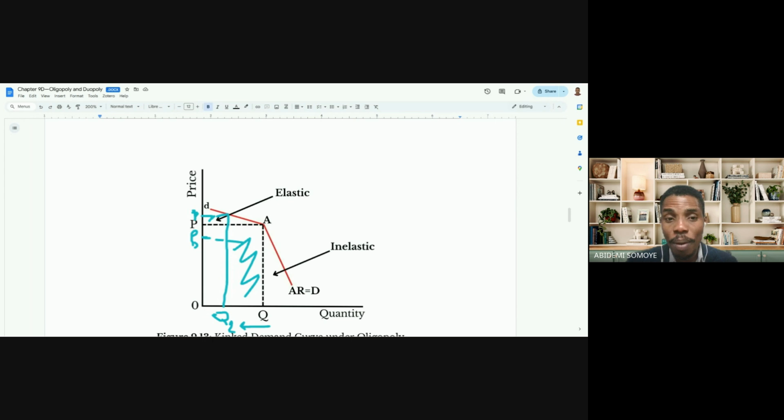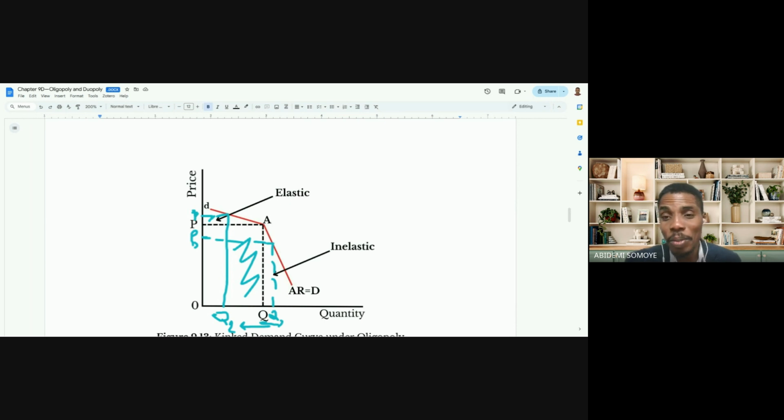Of course, you know that if price reduces, although quantity increases, inelastic simply means that the quantity change will be lower. Let's say this is Q2, this is Q1. So the quantity change will be smaller. We've done elasticity, and this should be clear to you. So the price change will be more than the quantity change. And so what does that mean?